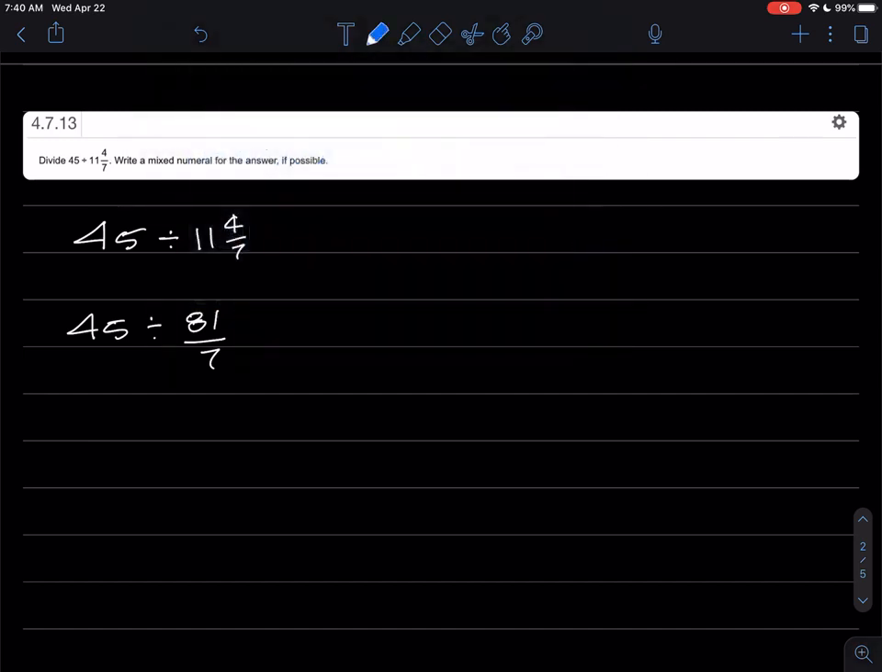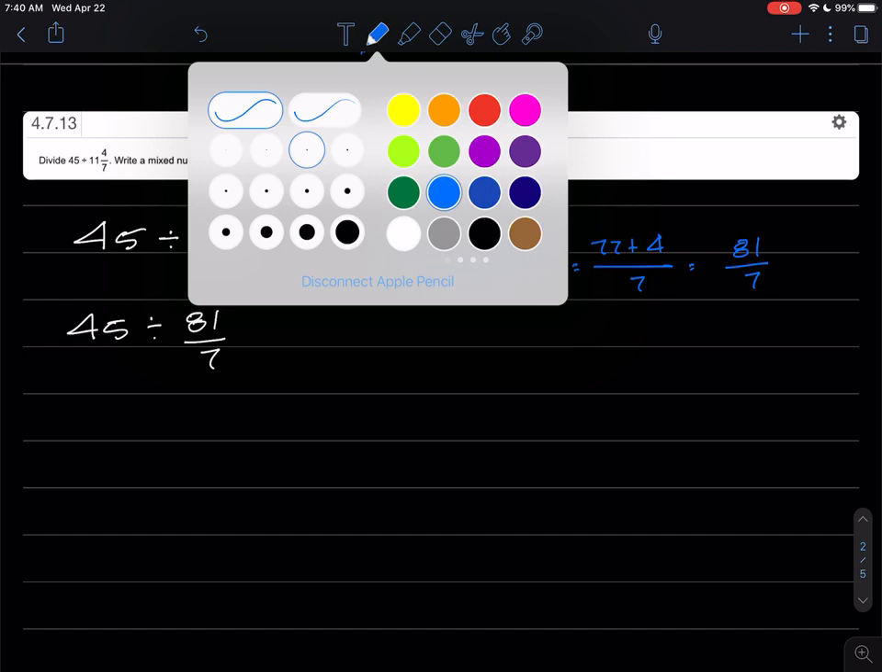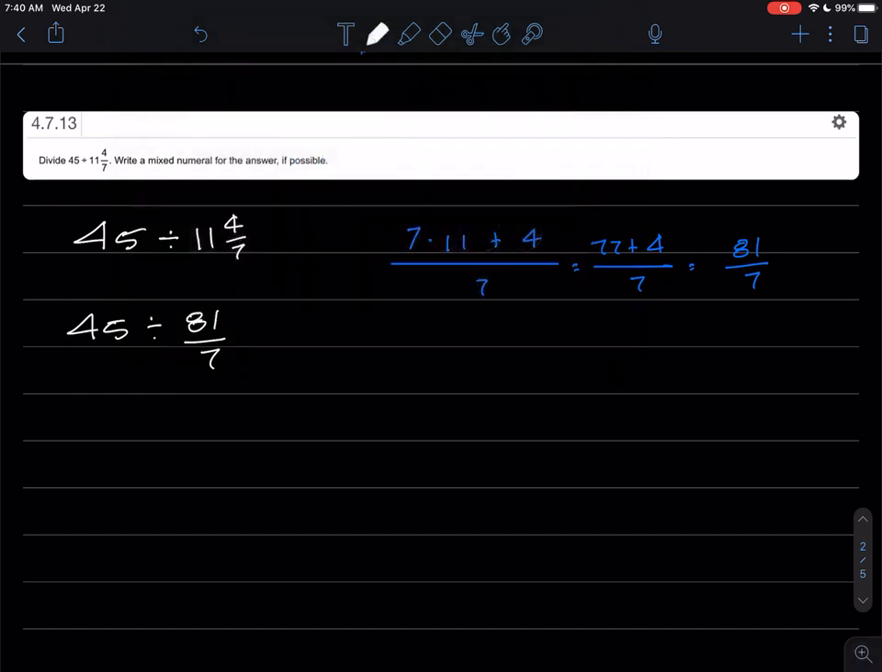Again, let's just show you how we do that. So that's 7 times 11 plus 4 over 7. That's 77 plus 4 over 7, or 81 over 7. Remember, whenever we divide by a number, we can also multiply by its reciprocal, which would be the same thing. So here we would get 45 times 7 over 81.